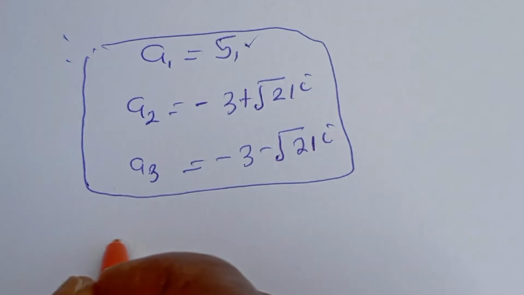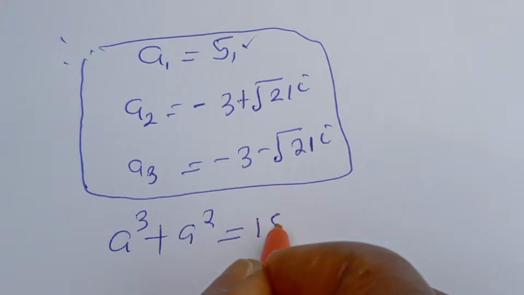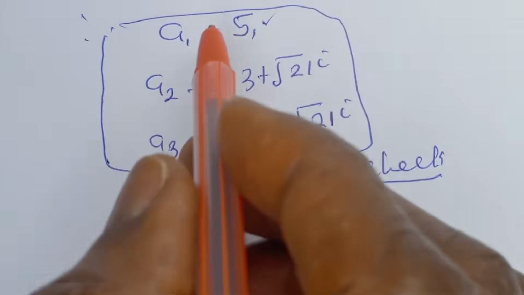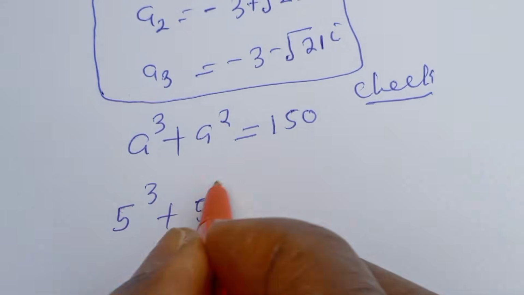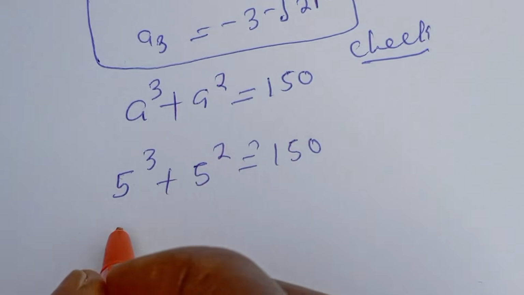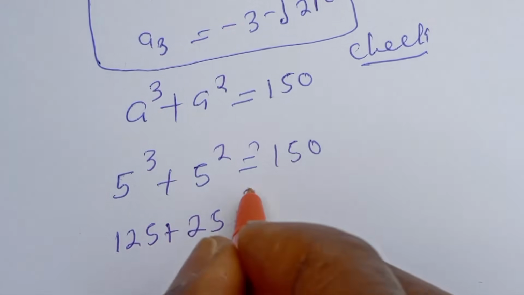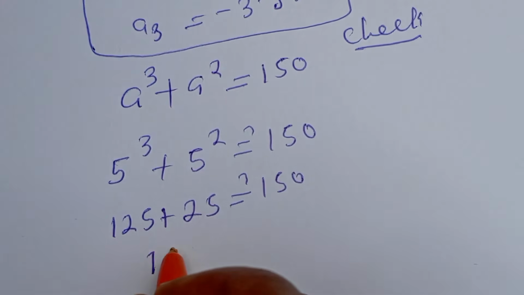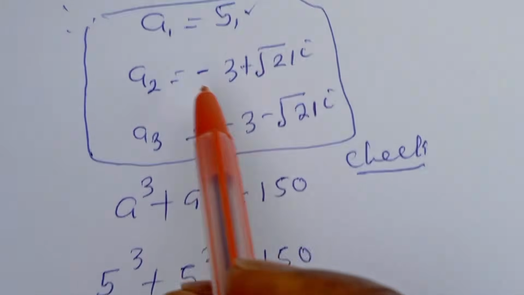From the given equation, a raised to power 3 plus a square is equal to 150. We want to check. When a is 5, we have 5 to the power of 3 plus 5 square must be equal to 150. And 5 raised to power 3, this is 125, plus 5 square is 25, must be equal to 150. Then 125 plus 25, that is 150, is equal to 150, which satisfies the given equation at a equal to 5.